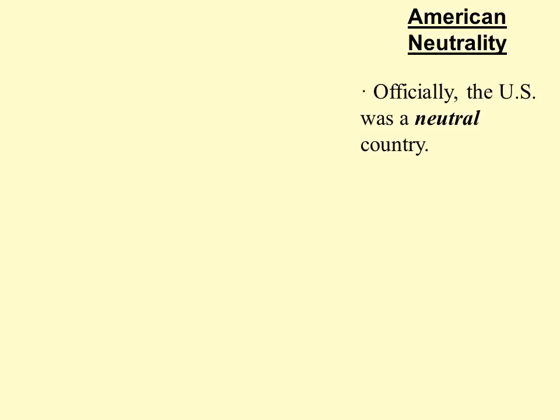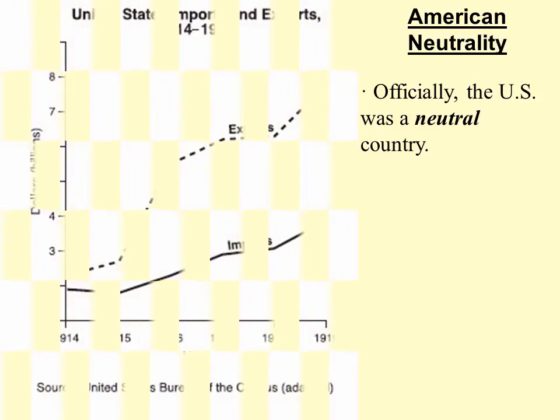So this is going to be where you're going to write about American neutrality. So look at your first box on your notes and write this here. So officially, the U.S., we're a neutral country. This is before 1917. Neutral means that we weren't on any side of the war. We didn't support either side. Officially. That's the key word here.